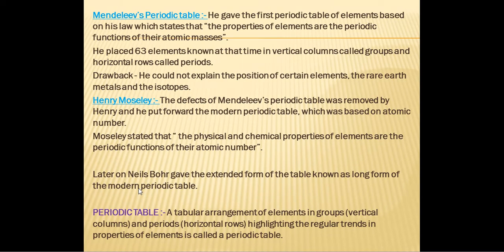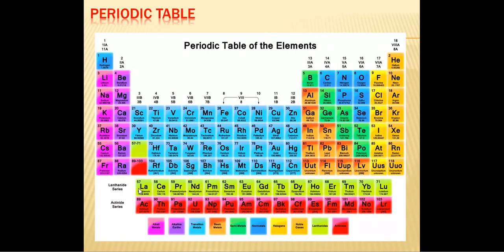Next scientist was Niels Bohr. He gave the long form of the periodic table. And what was the definition of the periodic table? A periodic table is a tabular arrangement of elements in groups and periods, highlighting the regular trends in properties of elements. This is what we have read about the periodic table. 18 groups are there and 7 periods are there.